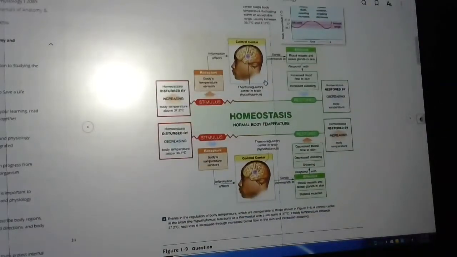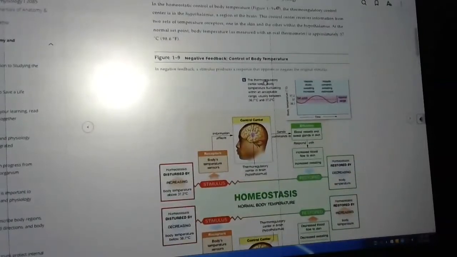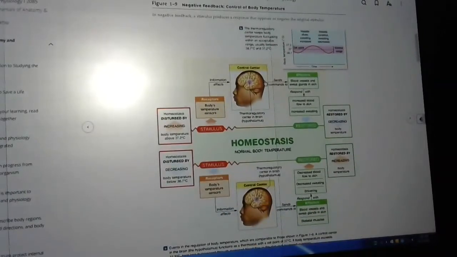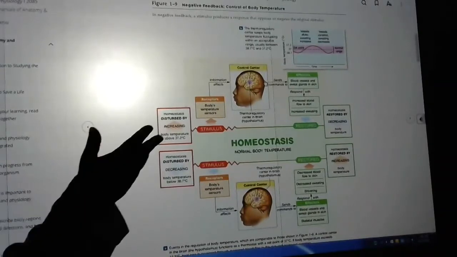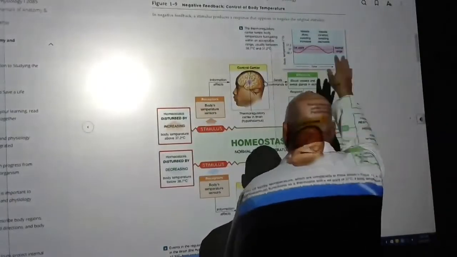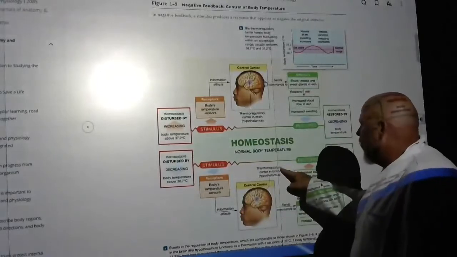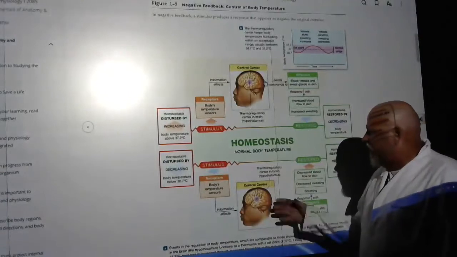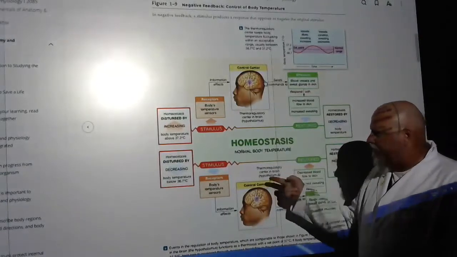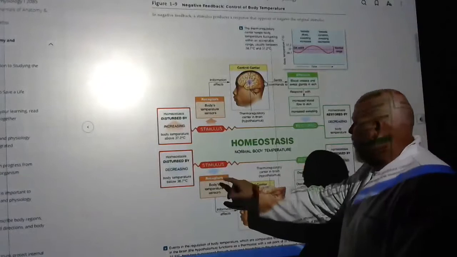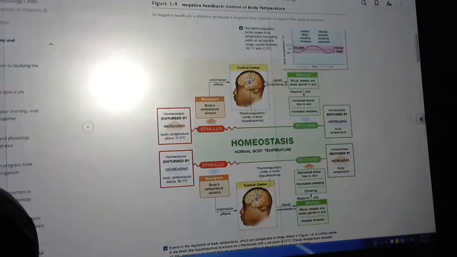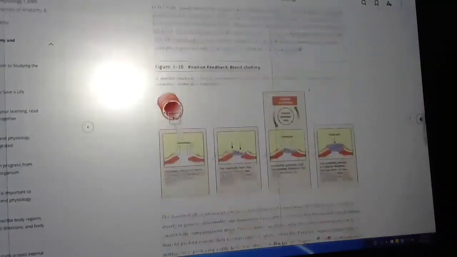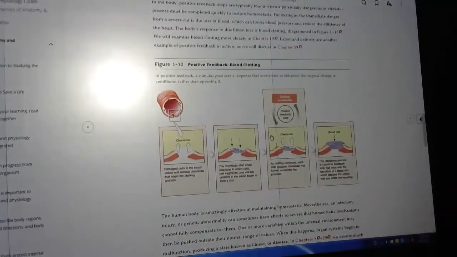Okay, now this shows you the negative feedback control of body temperature. It's important that you learn this graph. Is this control? Is this important here? Thermal regulatory centers in the brain, the hypothalamus is just the location in the brain. Not super important, but that's so you know. But it's just talking about the receptor, control center, and effector. Okay, so we already went through. Here it is. Here's your blood loss.